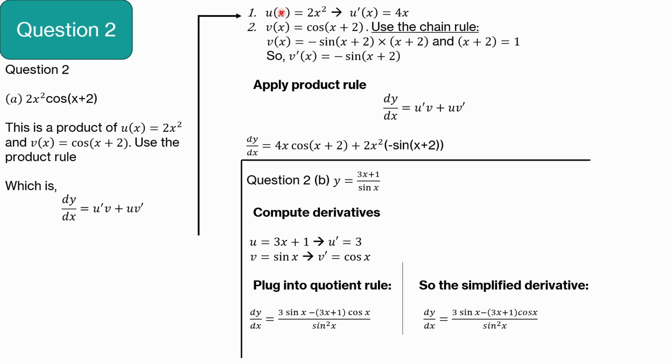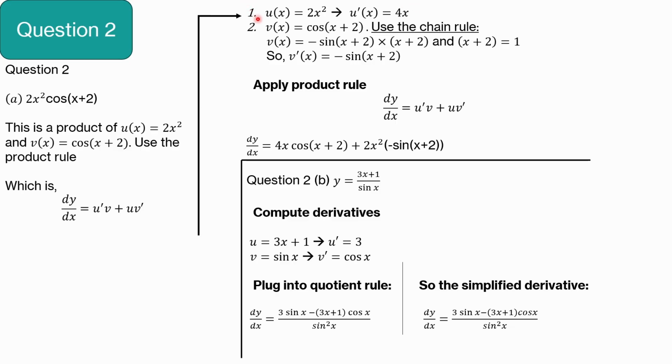For the first step, we're going to differentiate u of x equals 2x squared. For this expression, we use the power rule. The power 2 is brought down and multiplied with the 2x, so it becomes 4x, and then the 2 is subtracted by 1, which is just 1, so we don't write it in the expression.